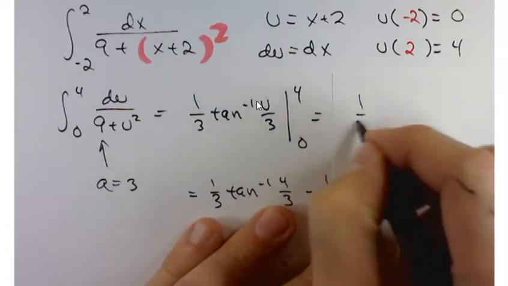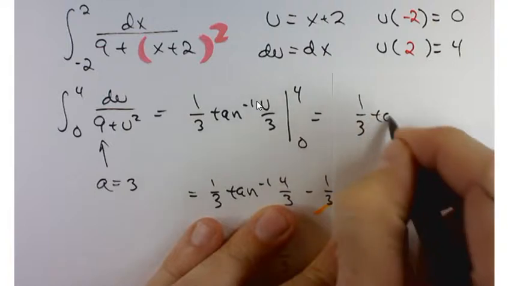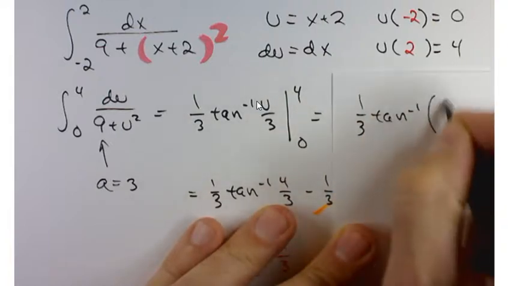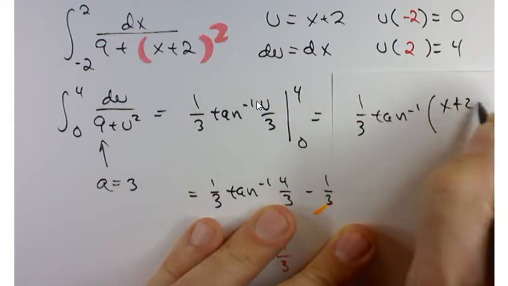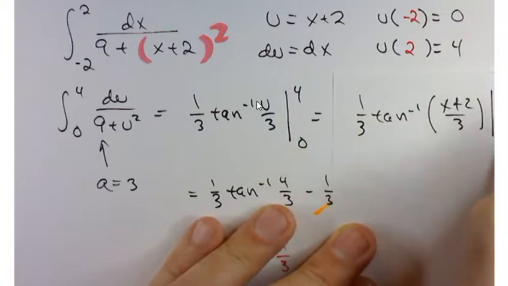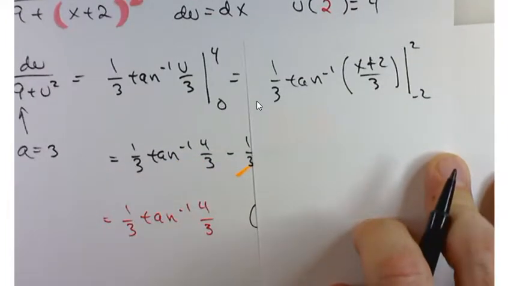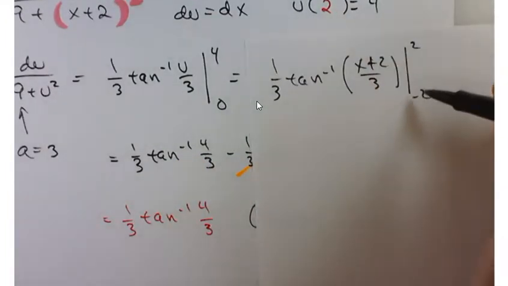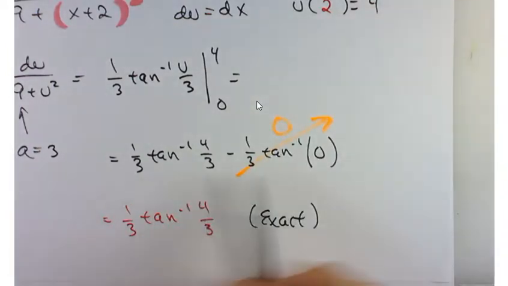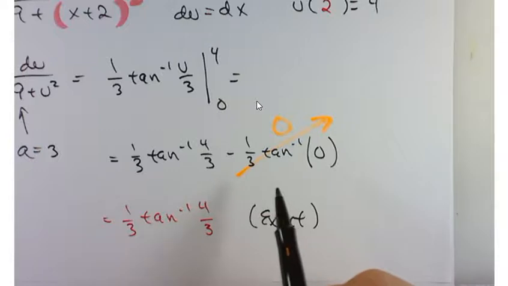So equivalently, I could say, all right, that's 1/3 tangent inverse of (x plus 2) over 3 from negative 2 to 2. So the old limits. But guess what? If you plug in these limits at 2 and negative 2, you're going to get exactly what this is here. So either way will work. It's whatever you're comfortable with.